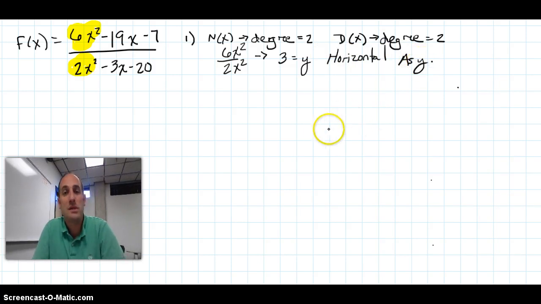Okay, and there's our horizontal asymptote in this case. It's going to be 3 because 6 is 3 times as big as 2 is really the main reason.